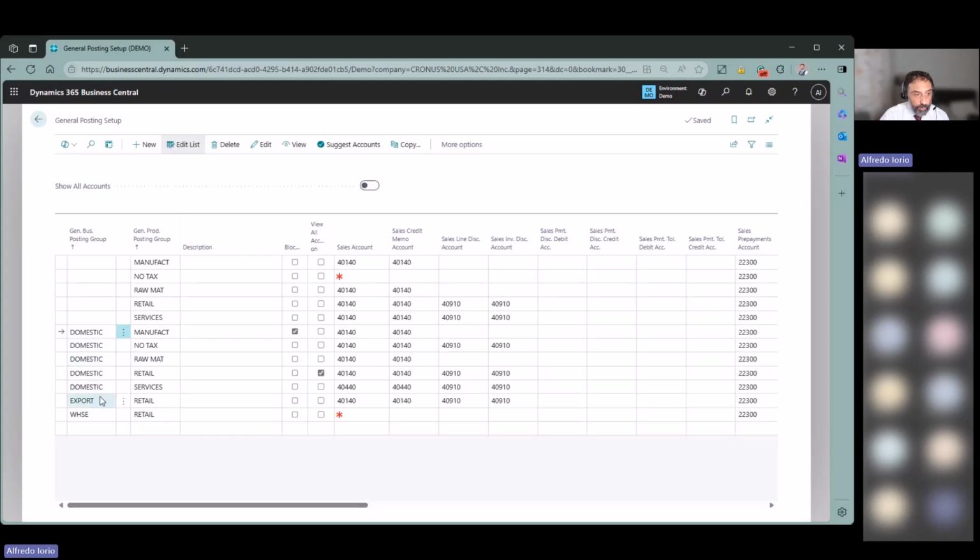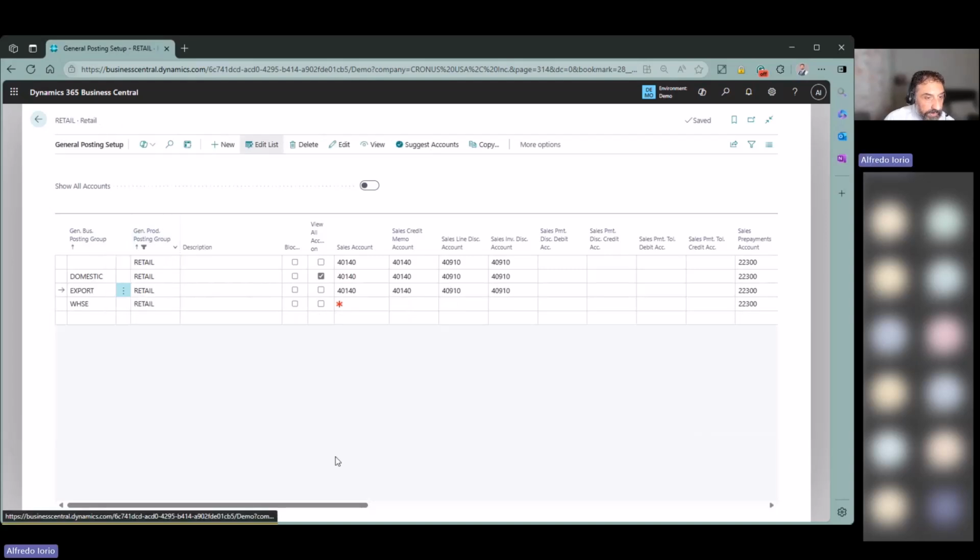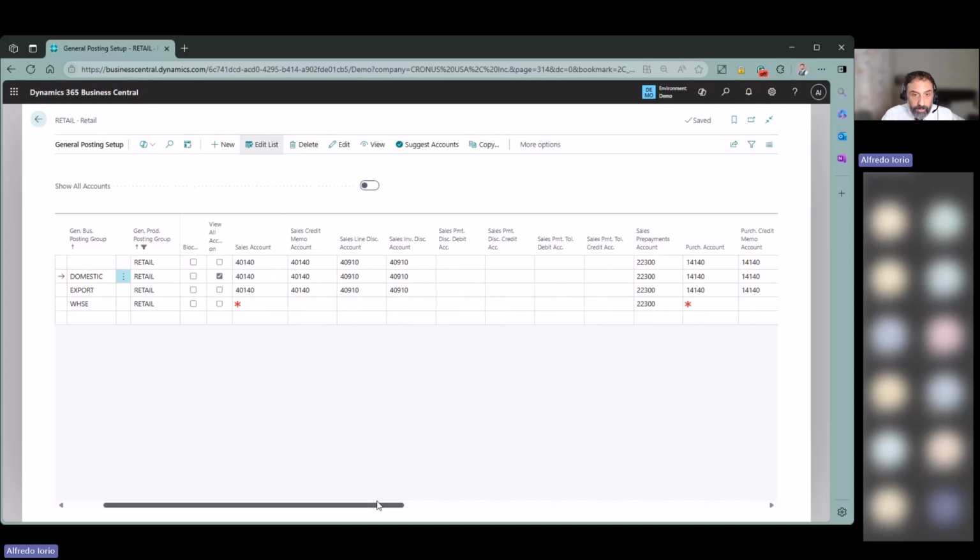This is a very good example. Look, if I filter by retail, you might notice that the combination of retail and domestic and retail and export for sales is the same account. It's the same for credit memo. It's the same for line discount. When I apply a discount to the line, when I have the sales invoice discount account, when I essentially discount an entire invoice for the client, this is the ledger that is going to get hit here. These are all income statement accounts.